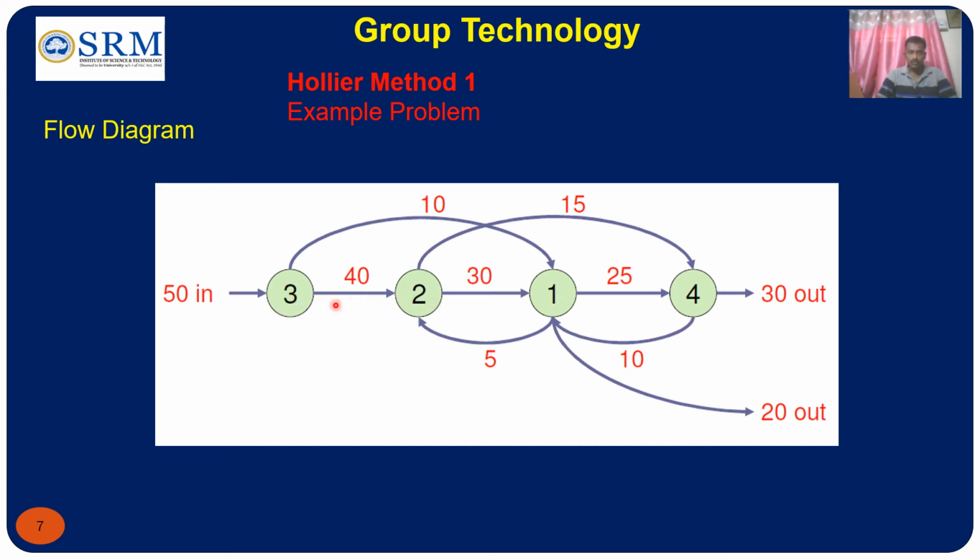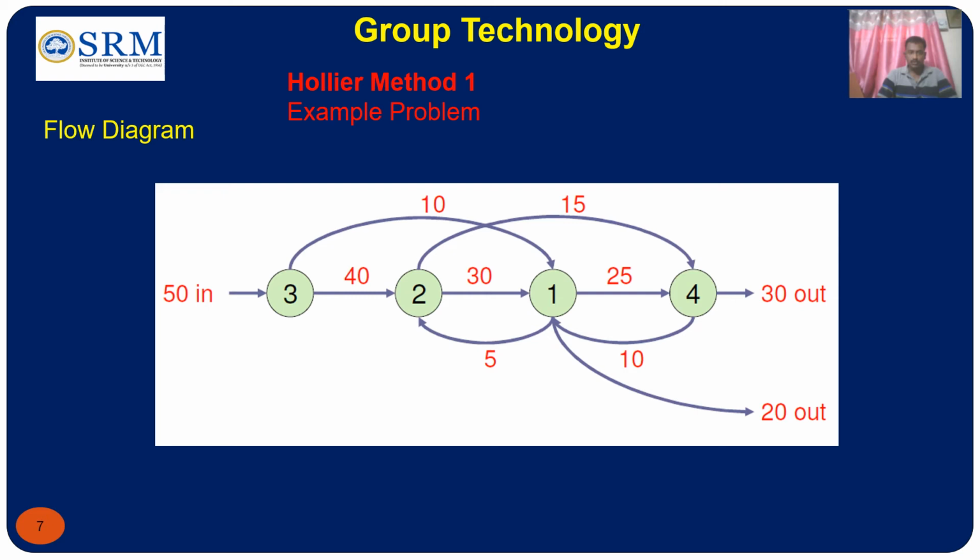The movement. We have to see the movement of the parts. From 3 to 2 it is 40, from 2 to 1 it is 30, from 1 to 4 it is 25. Now from 3 to 1 it is 10, 2 to 4 it is 15. Now 1 to 2 it is 5 and 4 to 1 it is 10. Okay, how many parts leave after 4? 30. How many parts leave after 1? It is 20. All these are given in the problem.